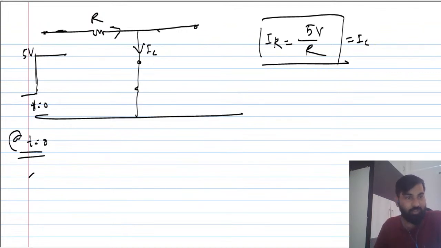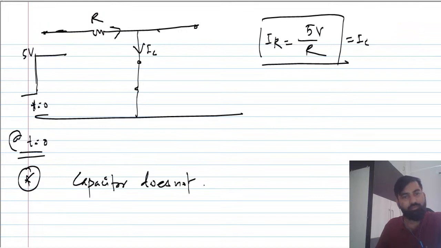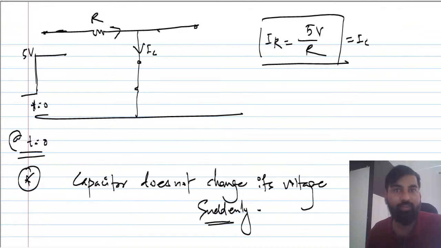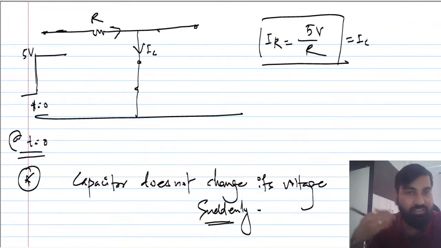So the main important concept here is that a capacitor does not change its voltage suddenly. And what is the reason behind that? Because a capacitor takes time to charge. The moment you apply some voltage here, the capacitor cannot charge instantaneously, or suddenly. So it has to be replaced by short circuit.